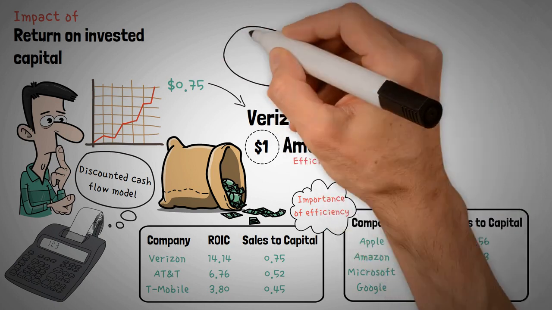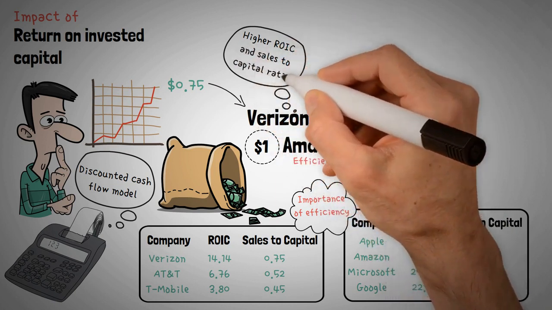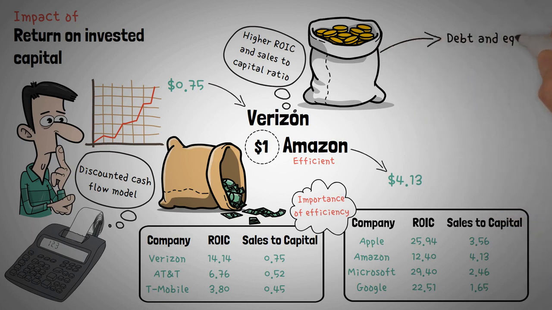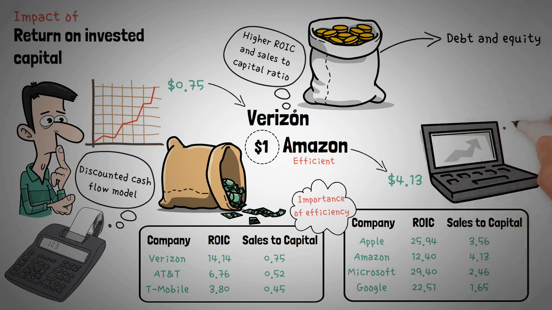For example, Verizon has a higher ROIC and sales to capital ratio, indicating the company is doing a great job of growing revenues from its debt and equity. And then, if we look at Amazon, they are doing a ridiculously good job of growing revenues from its invested capital, compared to companies such as Google and Microsoft.